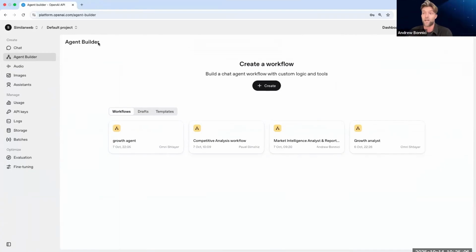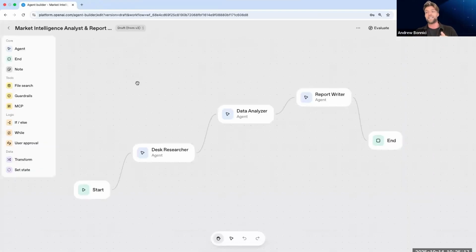If you come into the agent builder here on the left-hand side, what you have the ability to do is create an agent workflow, but I'm going to show you one that I already created for a market intelligence report writer. So, when I created this, I sat down and went, right, if I was doing a market intelligence report, what are the different stages that I go through when I put this together?